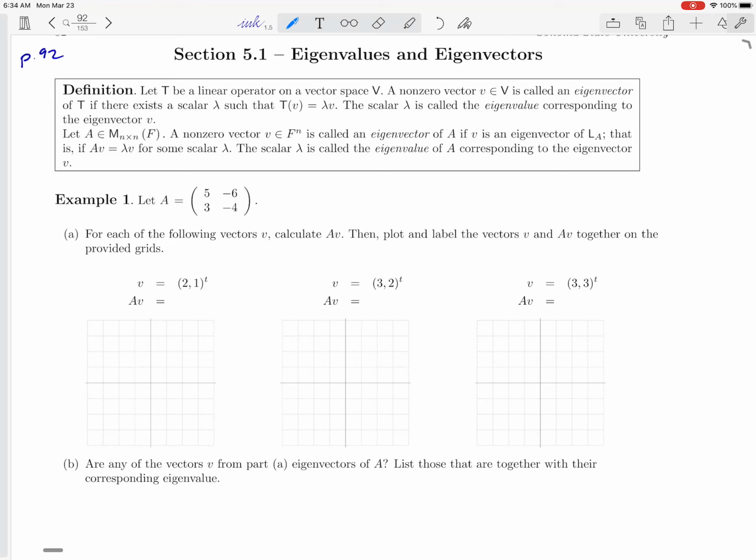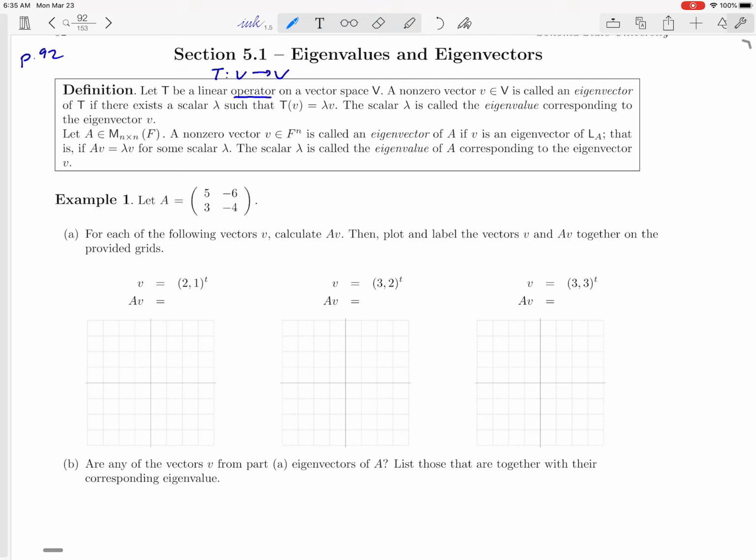You might find that this is partially familiar to you from Math 241. Okay, so we're going to start with a linear operator, and I don't know that we've used that word in this course yet. Operator just means that it's a linear transformation that goes from a vector space to itself. In other words, the domain and the codomain are the same.